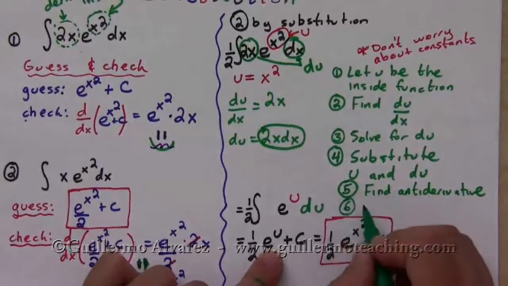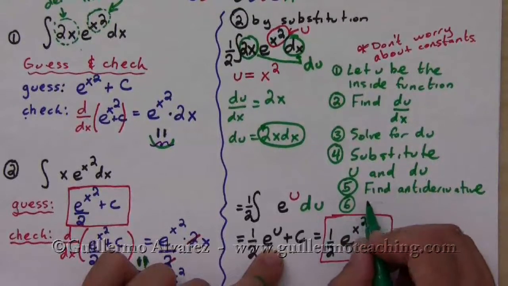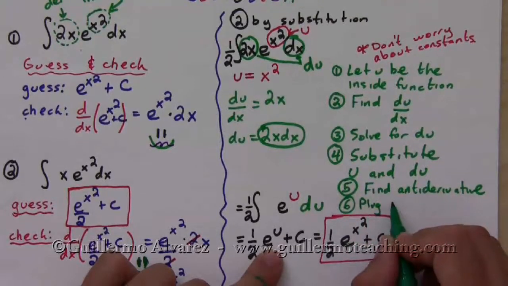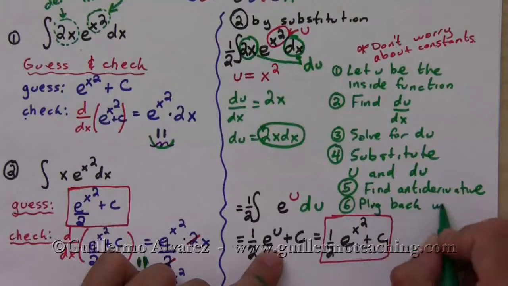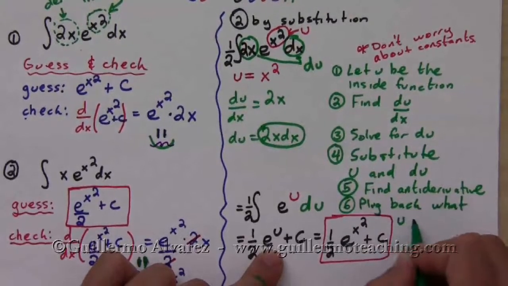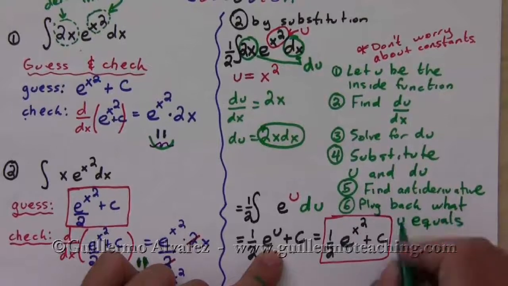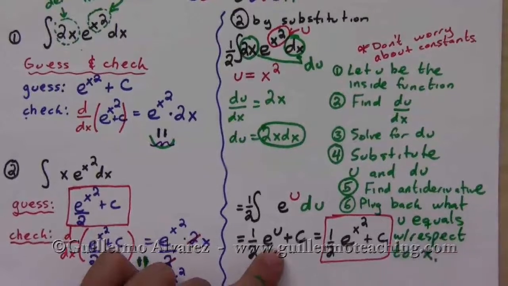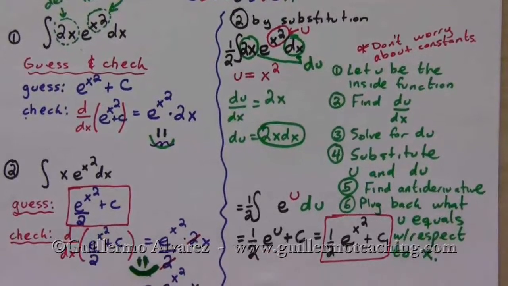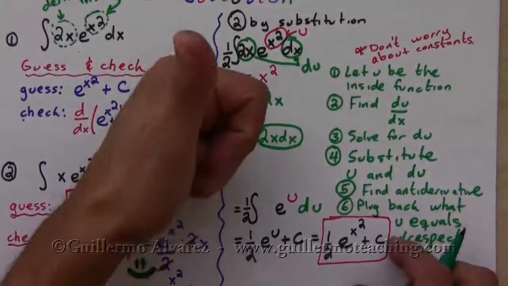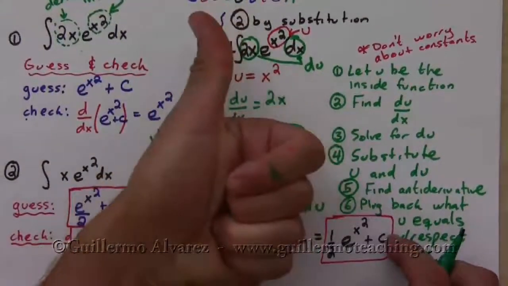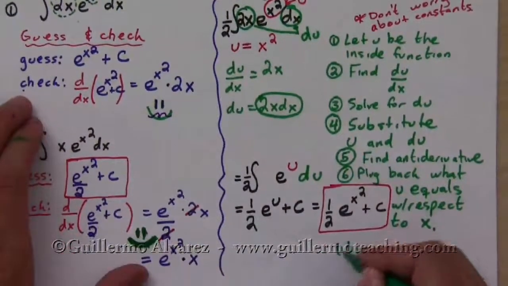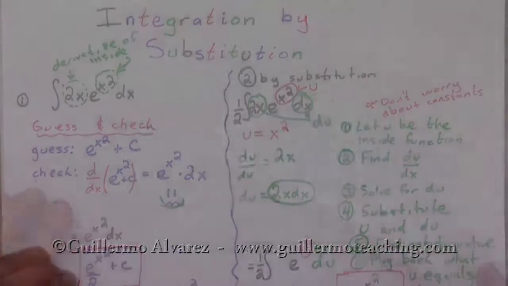And then the last thing is we plug back what u equals with respect to x. And that was it. We're done. Thumbs up. Thumbs up. Thumbs up. Excellent. And then you get a big fat smiley face.